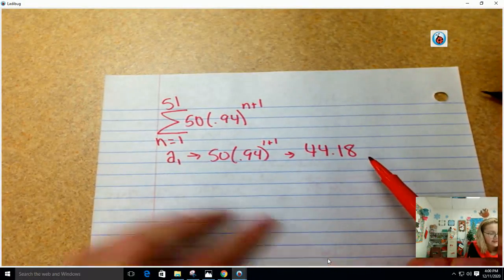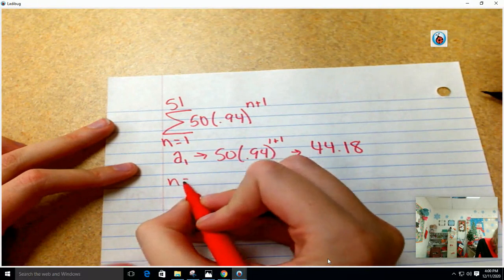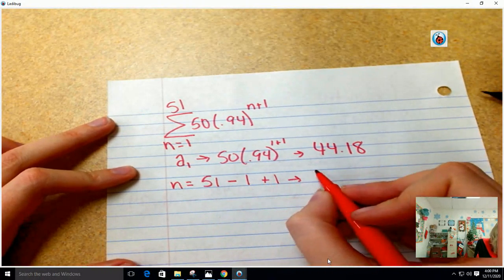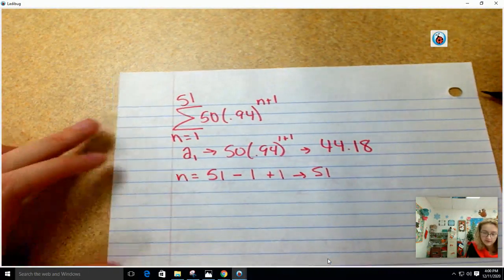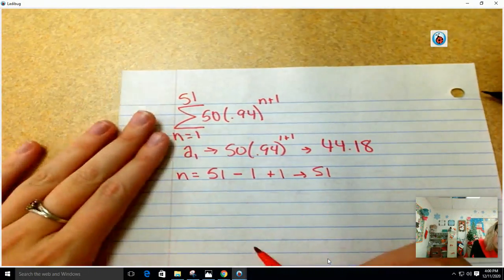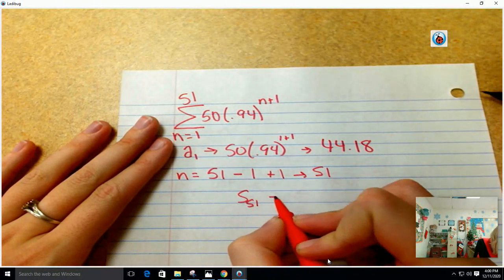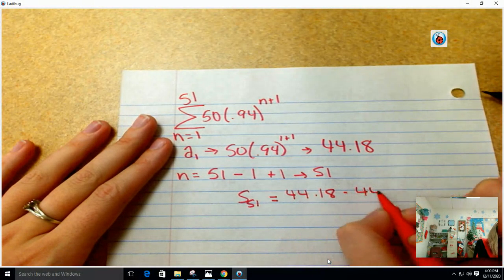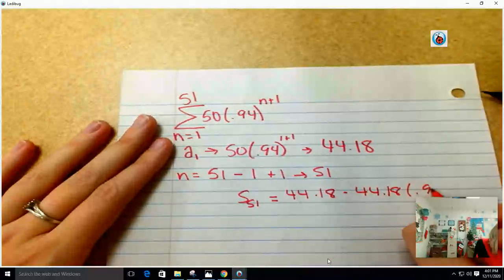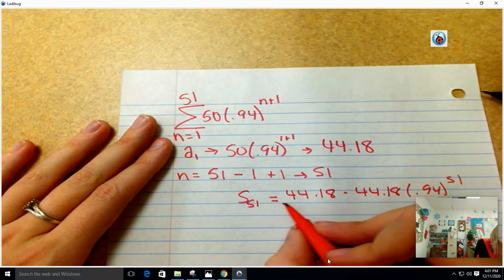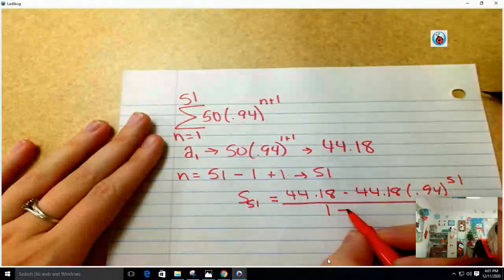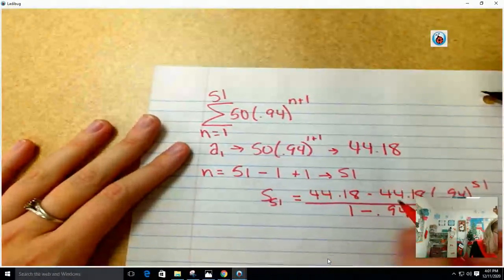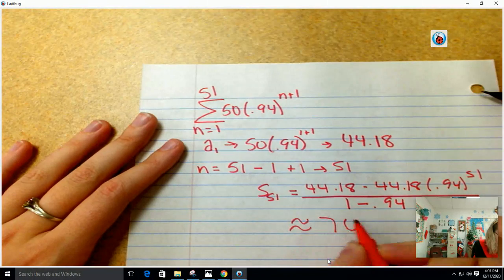Now that I have this, I have to calculate my n. So my n is going to be my ending minus my starting plus 1. That's going to give me 51. Now I'm ready to use my formula. So it's going to be s sub 51 equals 44.18 minus 44.18 times 0.94 to the 51st, all over 1 minus 0.94. You're going to put all that in your calculator and you're going to get roughly 705.